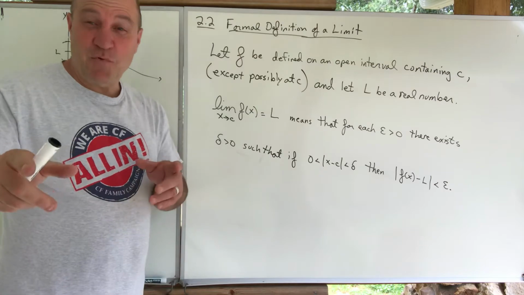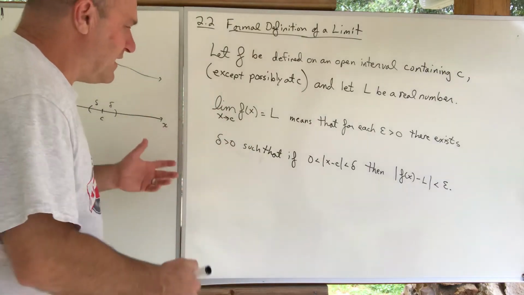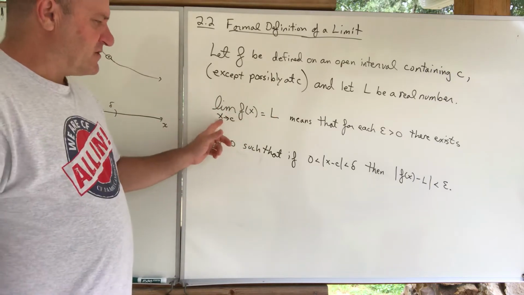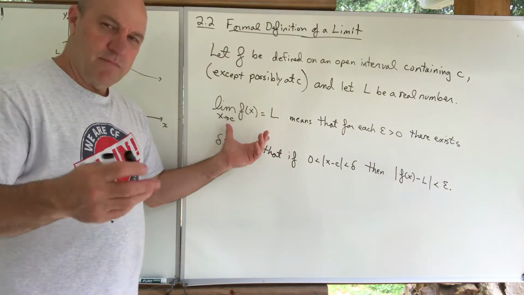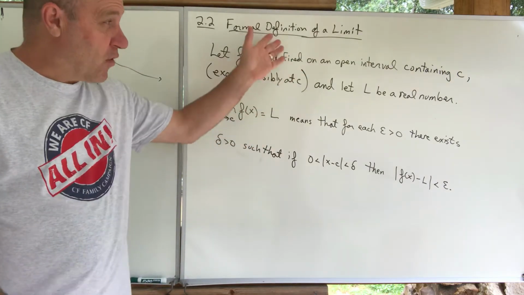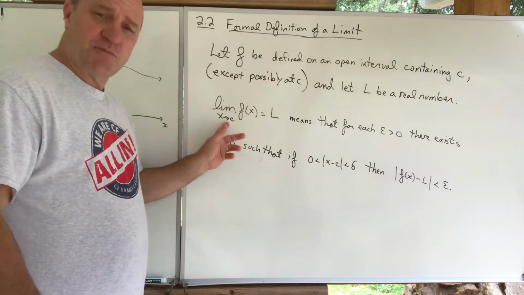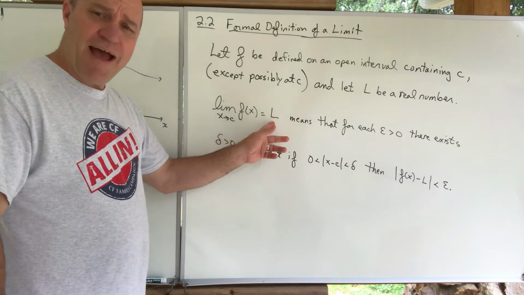Limits, chapter 2.2. We discussed what a limit was. And here it is. The limit of f of x as x approaches c is L. What we said, more informally, this is the formal definition of a limit. What we said more informally was, as x gets really, really close to c, the function gets really, really close to this y value L.